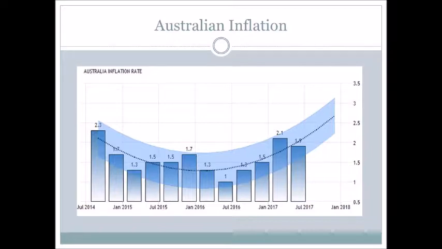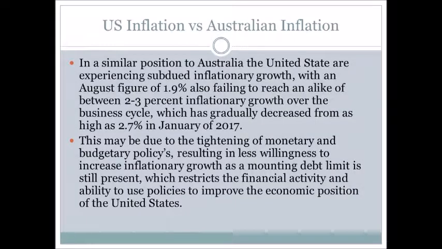In a similar position to Australia, the United States is experiencing subdued inflationary growth, with the August figure showing 1.9% inflation, which fails to reach their goal of between 2 and 3% inflationary growth over the business cycle, and which has decreased from as high as 2.7% in January of this year.